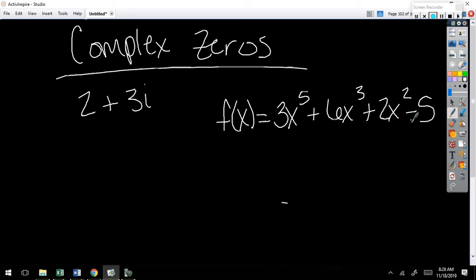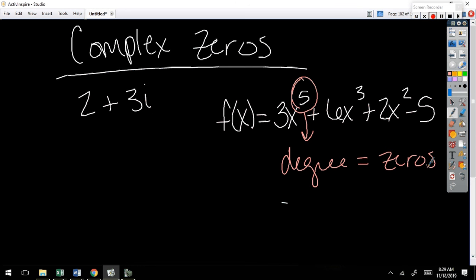How many zeros does this polynomial have? 5. How do you know? Close. The degree. The degree tells you how many zeros. This is the degree. It equals the number of zeros. Remember, before I told you it has no more than that many real zeros, but it has exactly that many zeros, and that includes imaginary and real numbers. So we're now including everything, what you see and what you don't see.